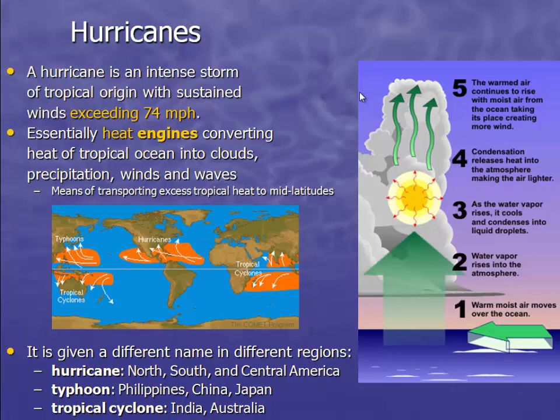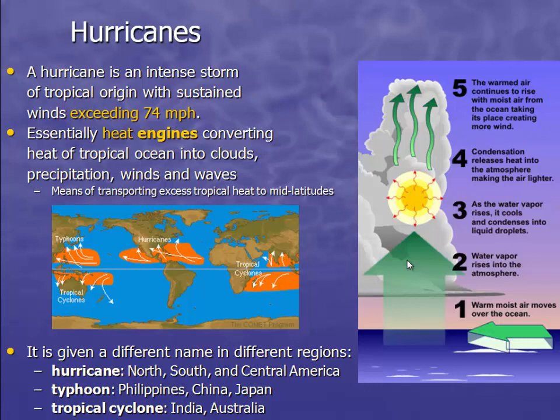So hurricanes feed off of the release of latent heat from condensation, shown over here in number 4. As water changes phase from a vapor to a liquid, condensation, we know that releases more heat in the atmosphere, making the air even lighter, and it continues this convective process. Until all of that heat and humidity is used up, the hurricane will continue to thrive.